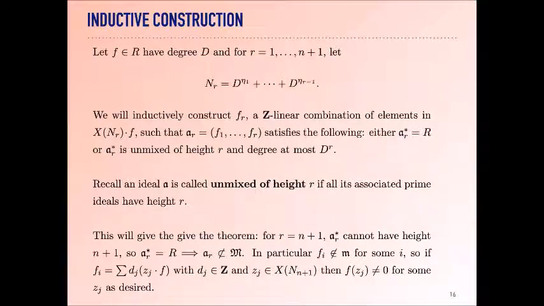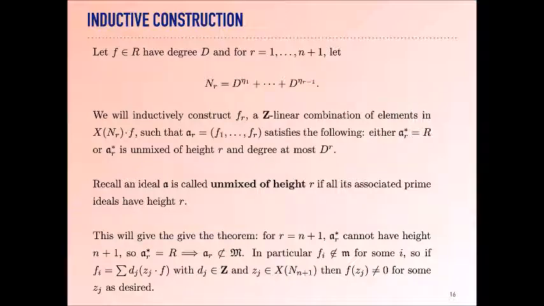So you probably don't remember what unmixed of height R is. At least I didn't know when I started reading this proof. So let me remind you. This ideal is called unmixed of height R if all of its associated prime ideals have height R. The associated primes are the radicals of the ideals in a primary decomposition. This is something you may remember from commutative algebra, the primary decomposition of ideals in this polynomial ring. Okay, so this will give the theorem.